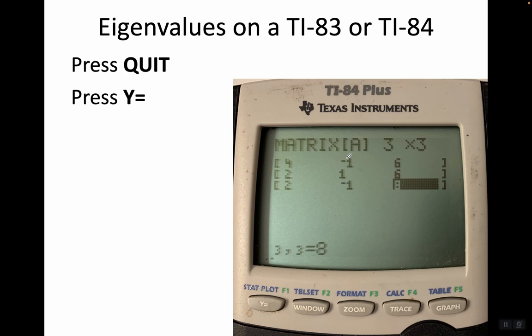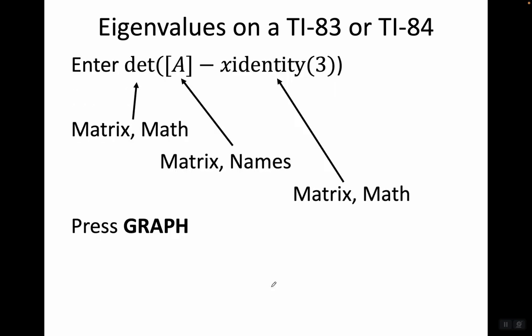Now we're going to press Y equals. That's this button on the calculator. Well, first you need to press quit. So press quit and then press Y equals. And then you enter this complicated expression. But again, it's worth it, and you can do it. You're smart enough. By golly, you can do this.